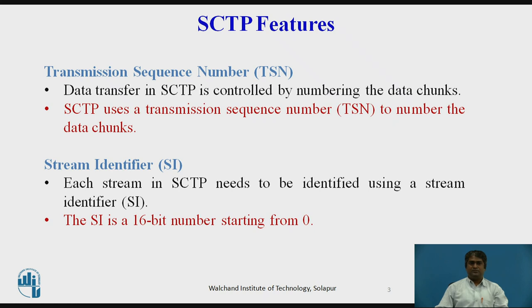Each data chunk must carry the SI in its header so that when it arrives at the destination, it can be properly placed in its stream. The SI is a 16-bit number starting from 0. To distinguish between different streams, SCTP uses an SI, that is stream identifier.